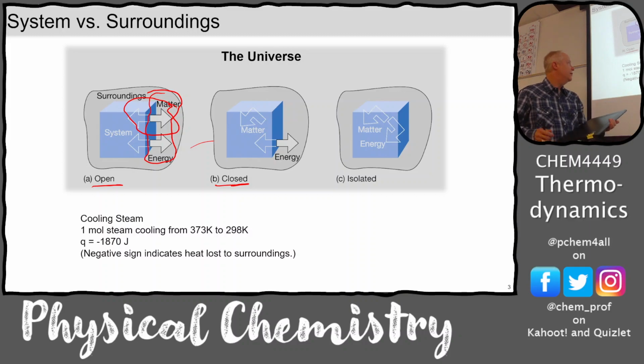Okay. Now, if we have a cooling steam, like 1 mole of steam cooling from 373 to 298, notice that we use this negative sign here to show that heat left the system. So a lot of times you have to figure out, what are we talking about in terms of the system? So if we call this cooling steam, steam is the system. And if it's cooling, the heat is leaving.